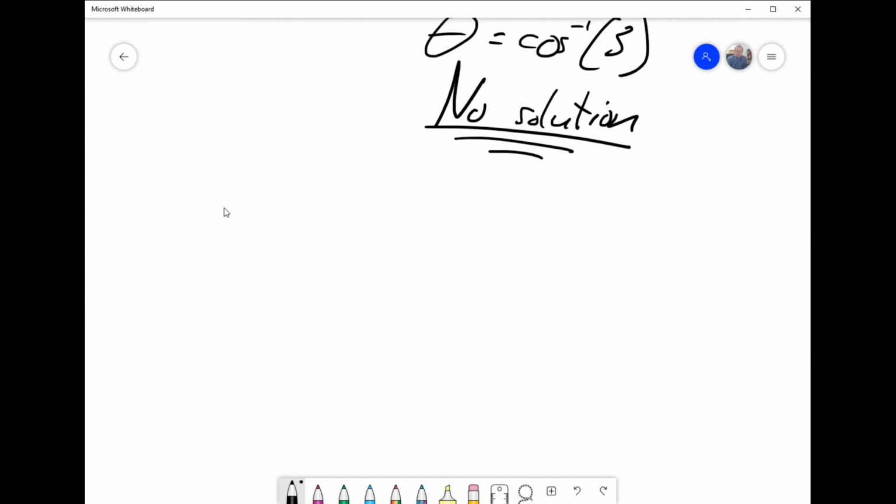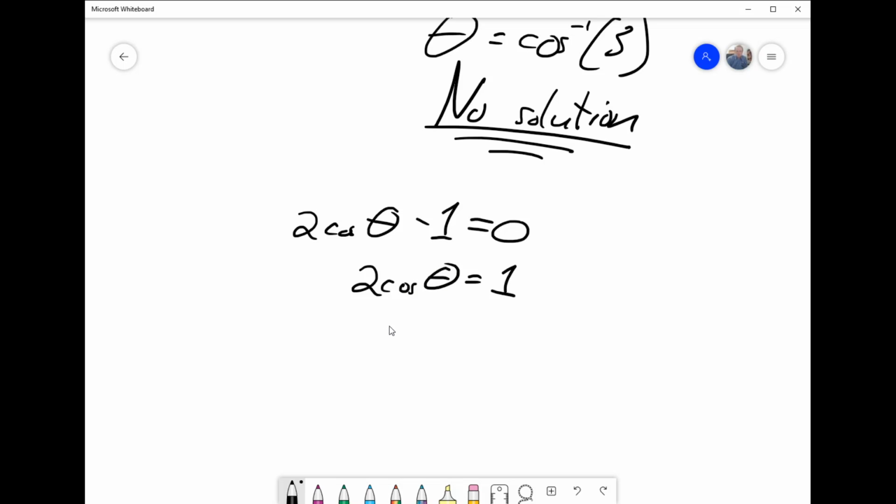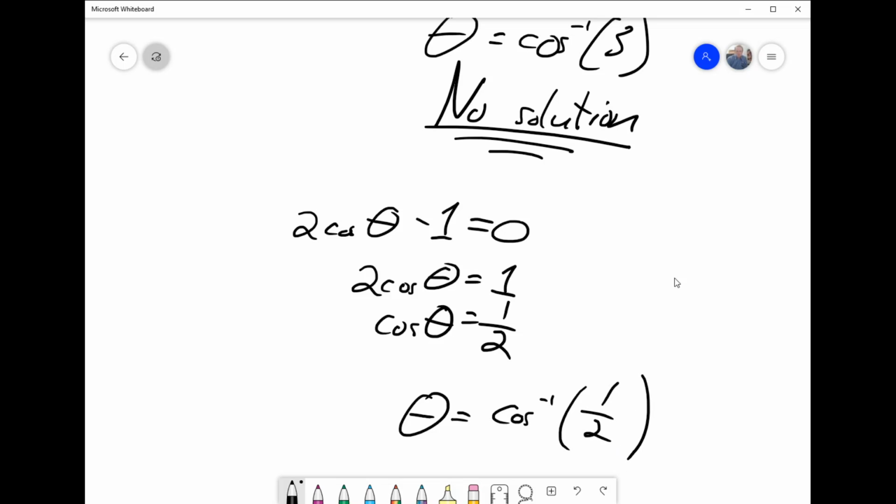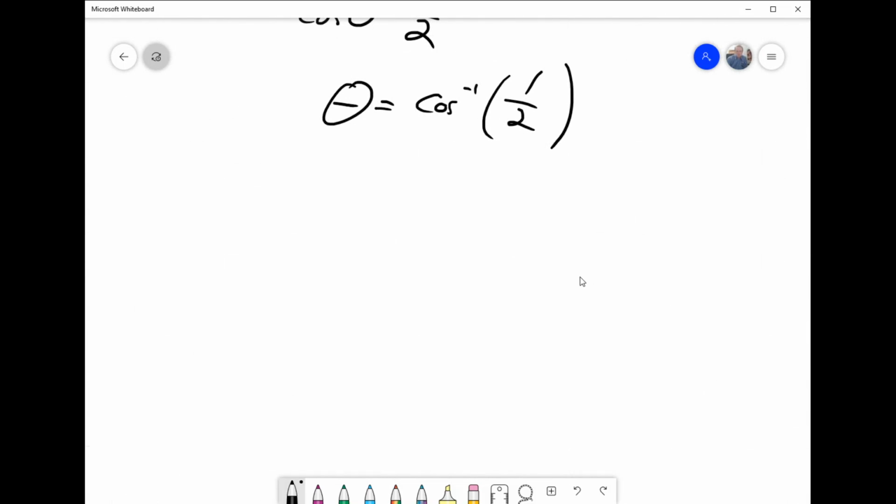You could, though, have 2 cosine theta minus 1 equals 0, which gives us 2 cosine theta equals 1. Cos theta equals 1/2. And now theta is the inverse cos of 1/2. Now, if you were to run that through your trusty calculator, while you're in degree mode, it's going to tell you theta is 60 degrees. It's going to give you one answer, and it's going to say, yep, that's it. But that's not the case.